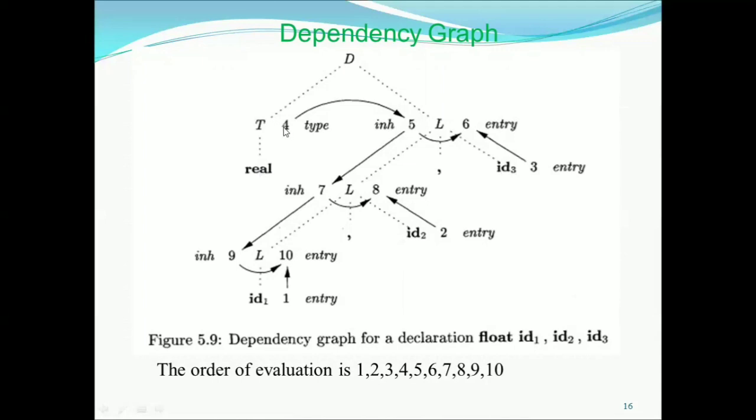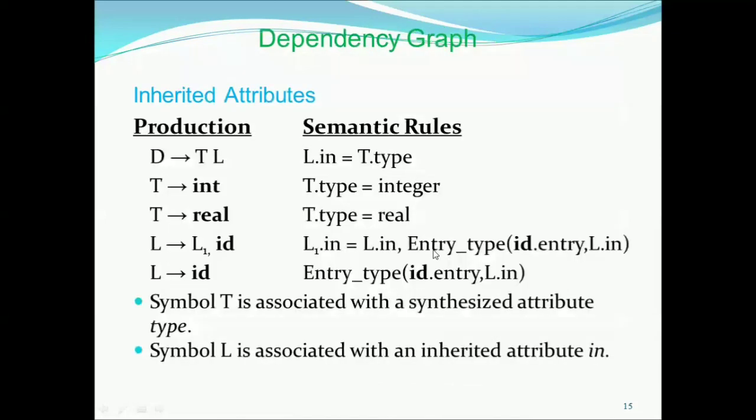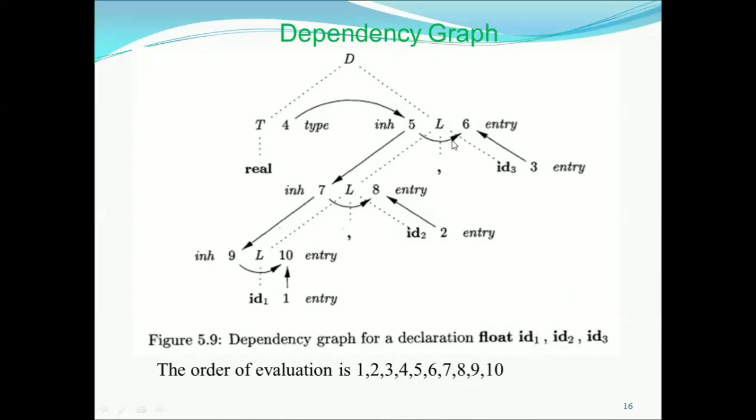Then I get the value of T directly from the keyword real. So my 4 will be this. So once I get this 1, 2, 3, 4, I cannot execute this unless it gets its value from this T.value. So there is an edge moving from 4 to 5. So once I get this, then I make an entry to the symbol table by calling the function that is entry_type of id.entry, l.in. You can carefully observe that I'm making a call to a function entry_type by getting the value of this inherited value plus id value.